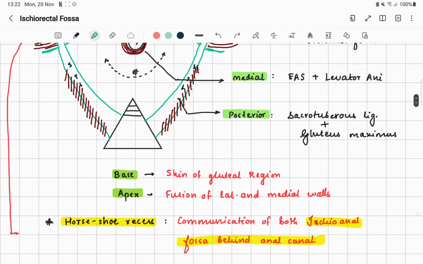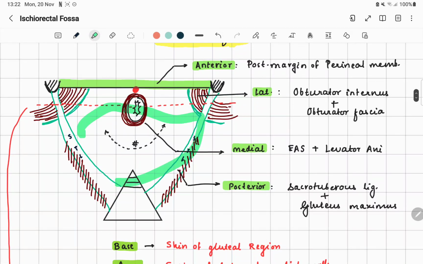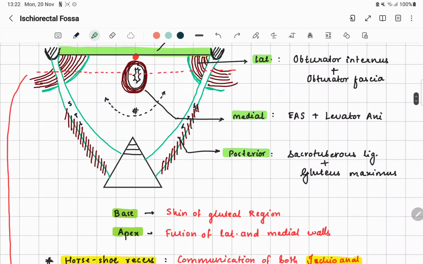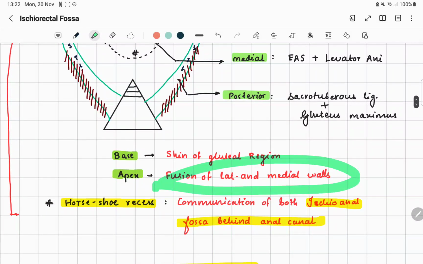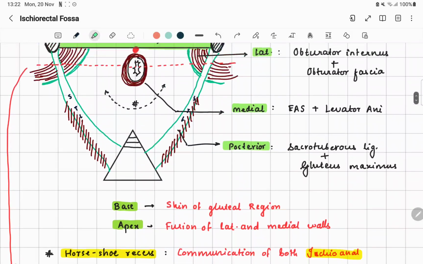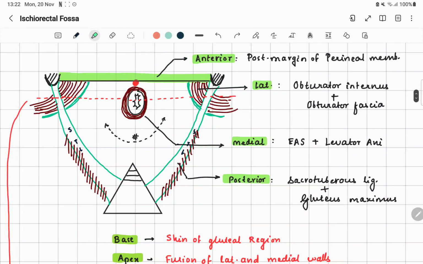Okay, and the base of the ischioanal fossa is formed by the skin of the gluteal region. So you can just imagine what must be the base. And here the apex is formed by the fusion of your lateral and medial walls. Okay, the lateral wall and the medial wall are fusing to form your apex.